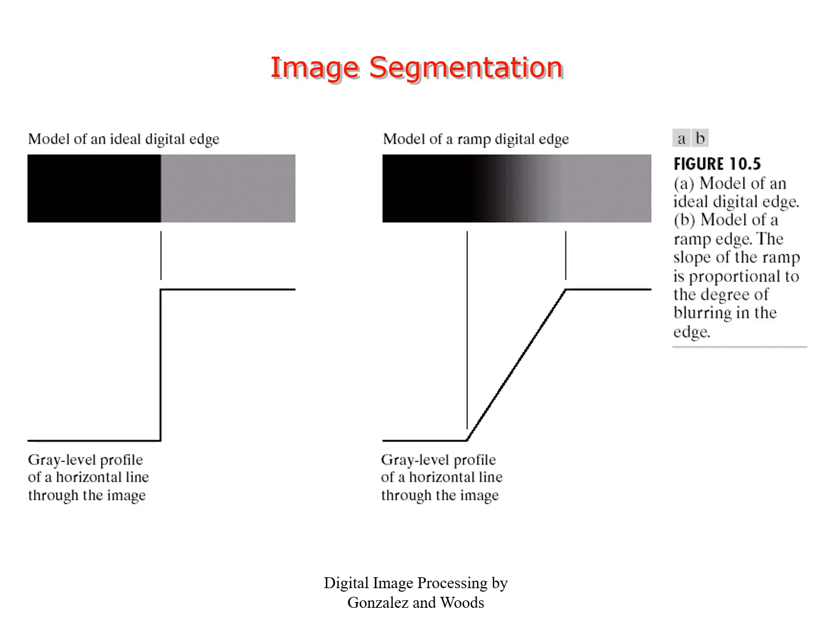On the right hand side, image B, this is a model of a ramp edge. Here you can see that there is a gradual change from black to gray. There is no sudden change. So that can be represented using the ramp signal. The slope of the ramp is proportional to the degree of blurring in the edge.